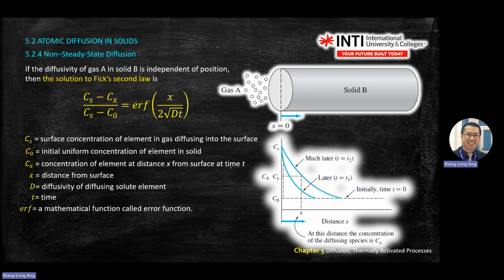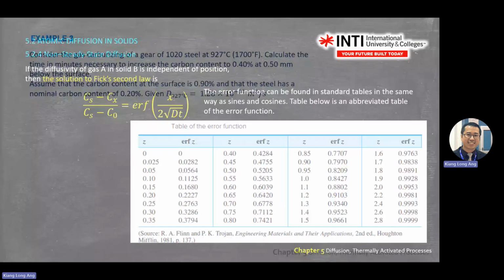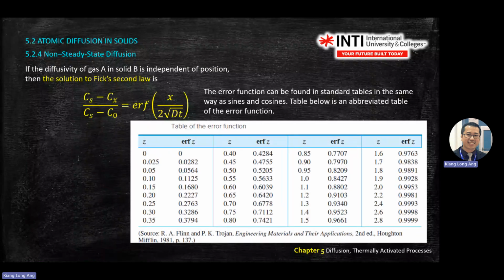ERF is an error function, which is read from a table. It's a long table, this is a simplified one. So how do you read this table? You read from one column Z and the ERF Z, 0 to 3.5, continue to Z, ERF 0.4 to 0.8, then continue to the next one and so on. This is like a statistics table, a distribution table.